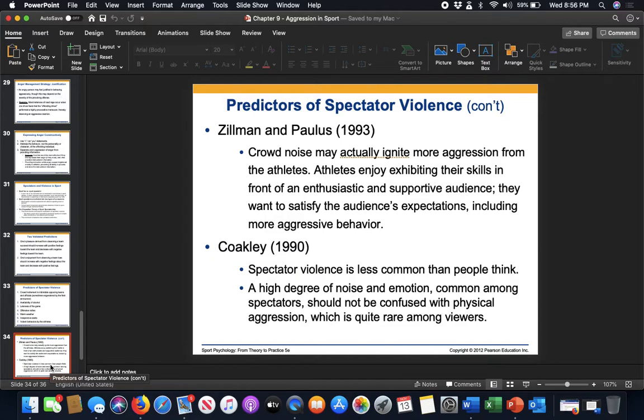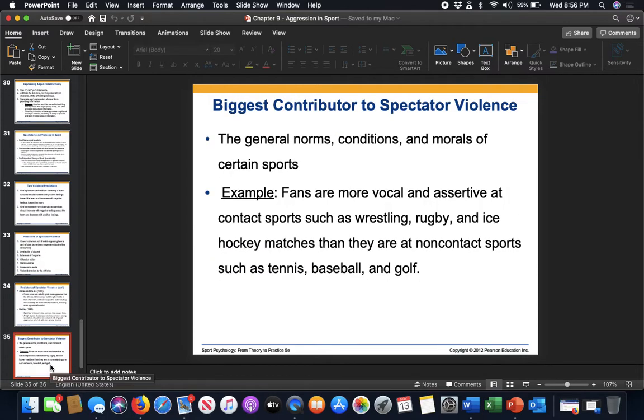Although it seems like it is, I do agree with Coakley from 1990 here saying that it's less common than we think, and I definitely agree with that. You don't hear about spectator violence happening all the time. If it happened at every single game, you'd hear about it after every single game, and there'd be a problem. But really, contact sports are going to be the one that contributes to the highest level of violence. So it is what it is.